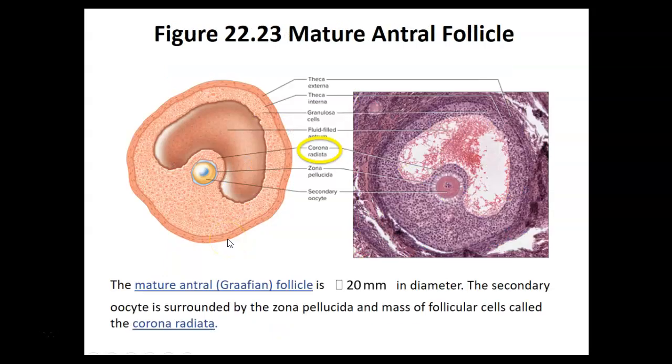All right. So the mature antral follicle, which is ready for physical expulsion off of the ovary, is about 20 millimeters. That's like 2 centimeters. The secondary oocyte is surrounded. Here, the secondary oocyte is here. This is the egg that's going to become the future ovum. It's surrounded by a specialized mass of follicular cells called the corona radiata. And here you can see it. And this is what it actually looks like on a piece of tissue that was stained.